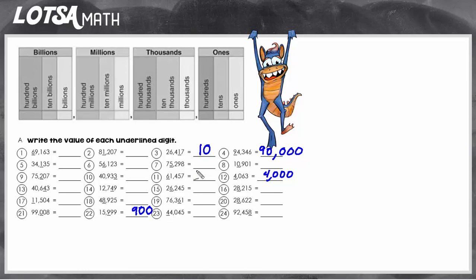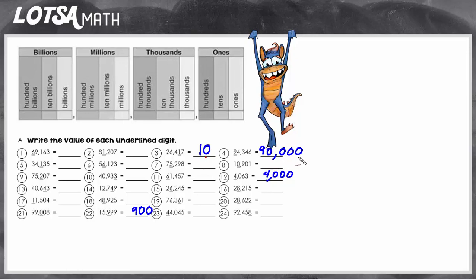The more problems you do, the more you may be able to see a pattern forming. So let's go back and look at the pattern. So on number 3, notice that we have one digit after the underlined 1. And we also have 1 zero.